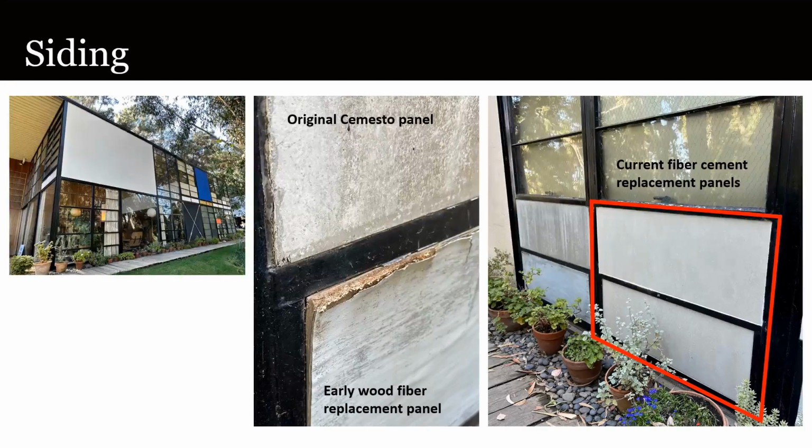Replacements currently underway are using a fiber cement panel, closer to the material of the original. Given the importance of the property, sample installations have been done to understand the weathering and predict the long-term suitability of the new replacements.